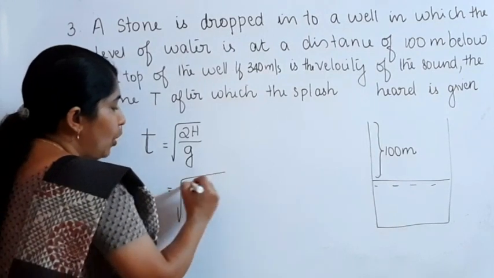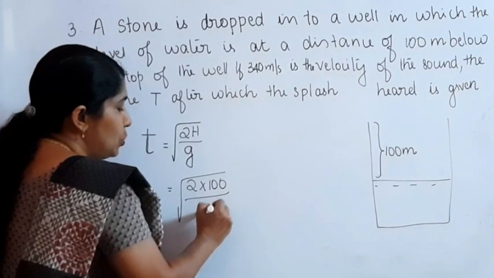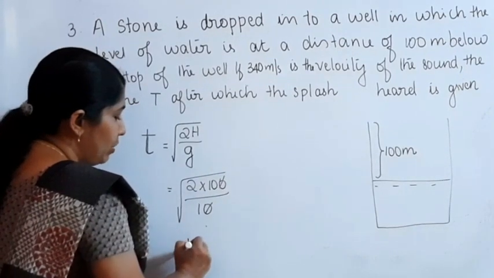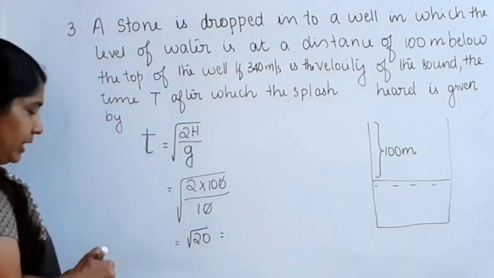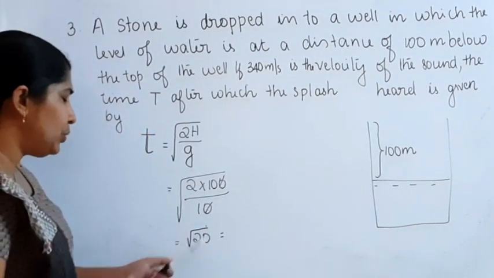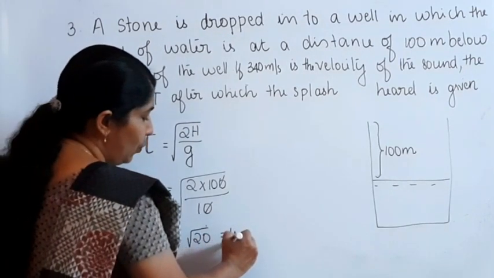That is equal to root of 2 into 100 divided by g. g is equal to 10. It's equal to root 20, which is approximately equal to 4 point something. That can be taken as 4.5.